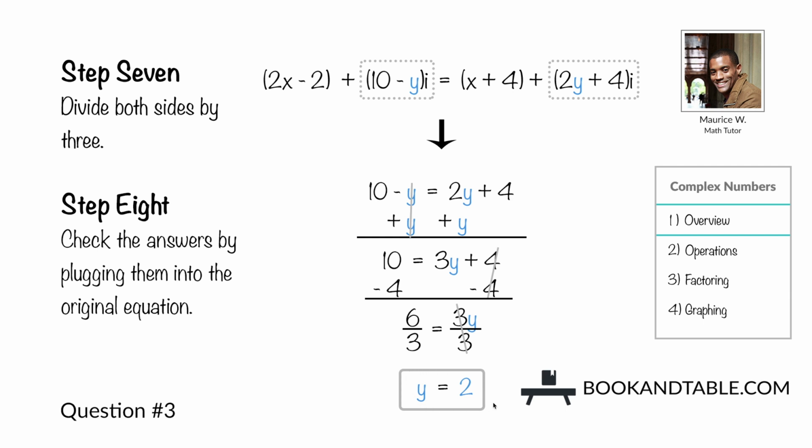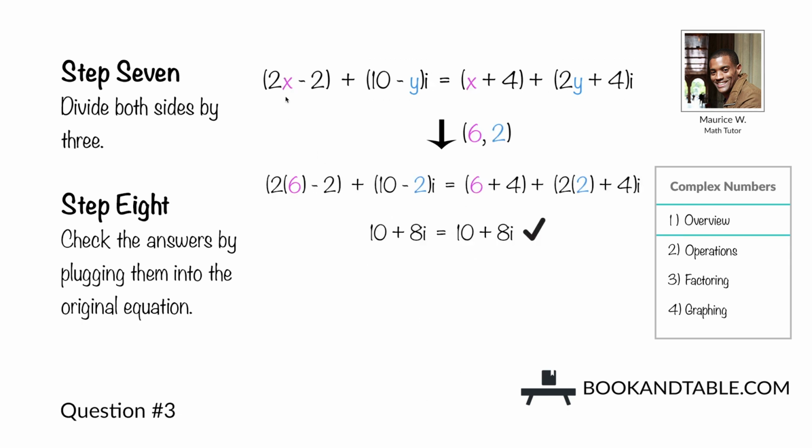And now check the answers by plugging them into the original equation. 2x minus 2 plus 10 minus yi is equal to x plus 4 plus 2y plus 4i. You could check x by plugging it in here and here, giving you 2 times 6, which is 12. 12 minus 2 gives you 10. So the real number on the left side is 10. And on the right side, we have 6 plus 4, which would be equal to 10. So the real number on the right side equals the real number on the left side, which means x does in fact equal 6.